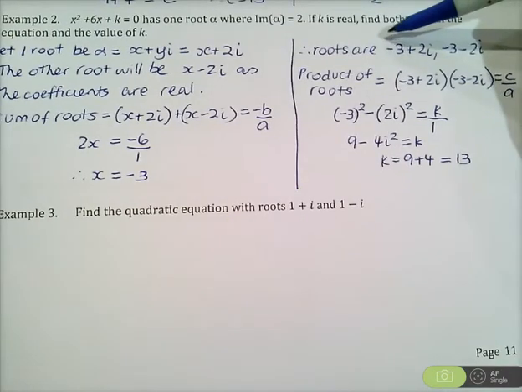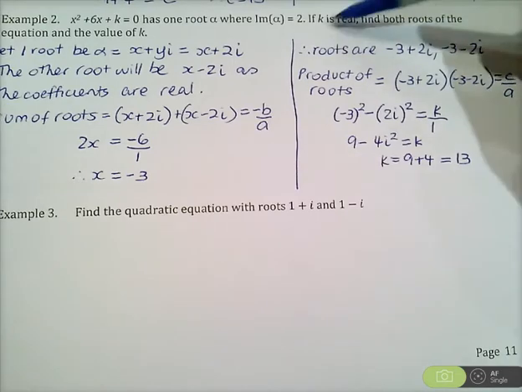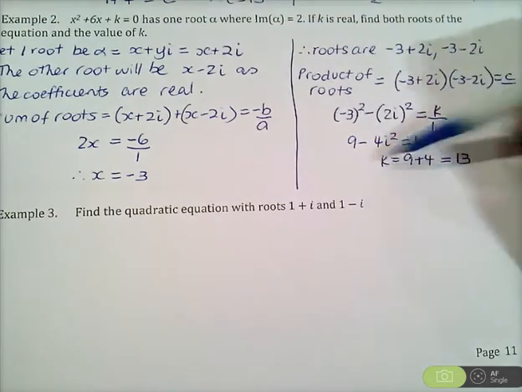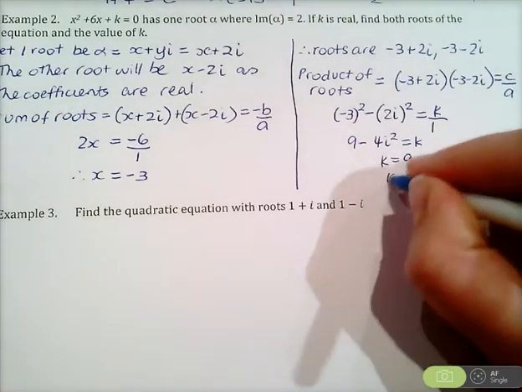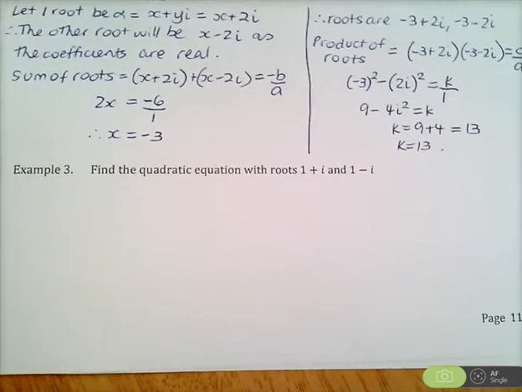So therefore the roots of your equation are minus 3 plus 2i and minus 3 minus 2i. So we've found both roots and we've found that the value of k is 13. And that's the end of that question. So now let's look at example 3.